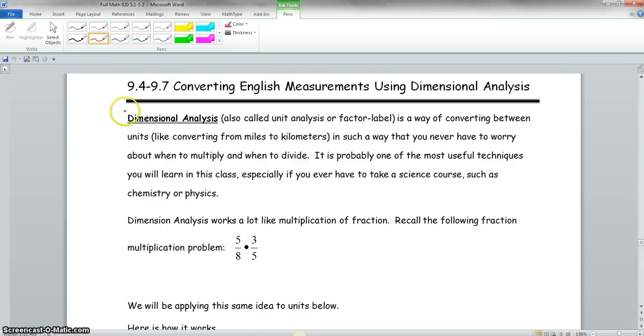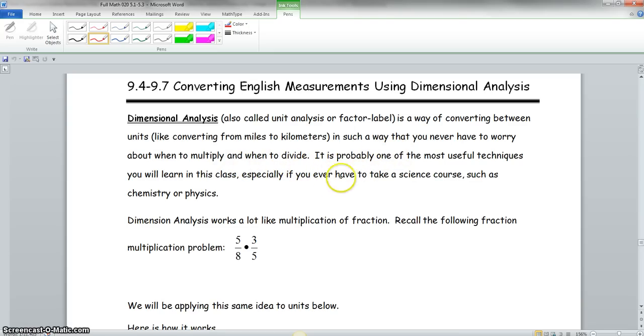Hello, class. We now come to sections 9.4 through 9.7, converting English measurements using dimensional analysis. Dimensional analysis, also called unit analysis or factor label, is a way of converting between units, like converting from miles to kilometers, in such a way that you never have to worry about when to multiply and when to divide.